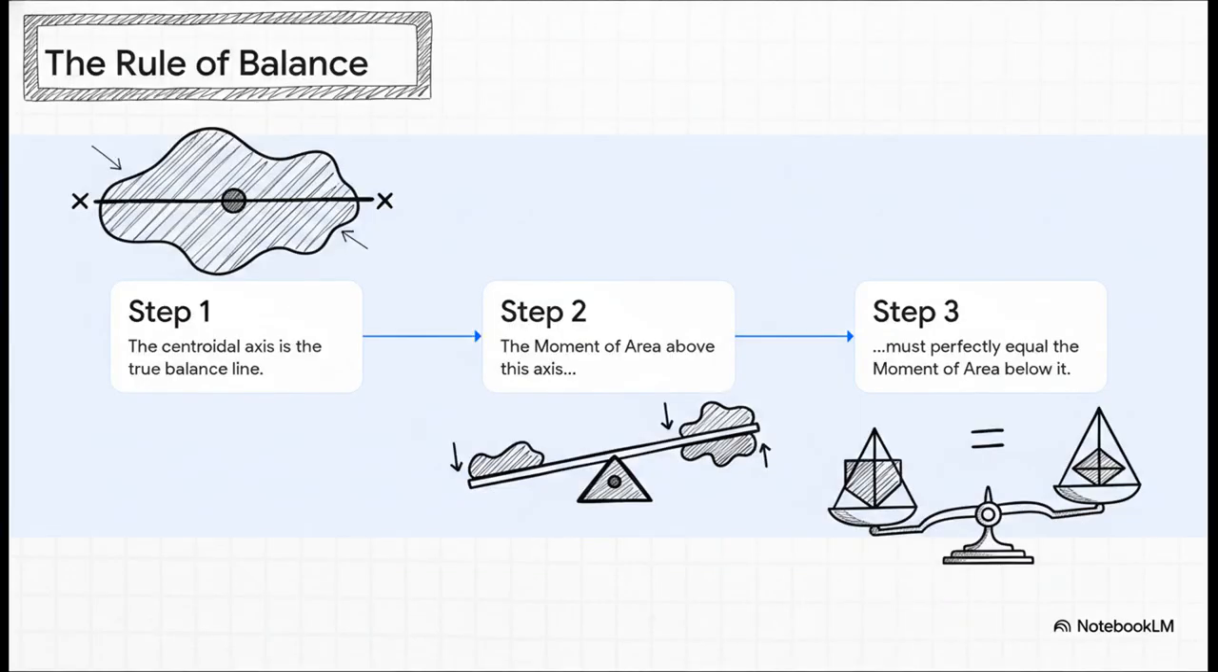This is it. This is the mathematical definition of that sweet spot we were trying to find with the book. So what does that actually mean? Well, it means that if you draw a line through the centroid, that true balance line, the turning effect of the area above that line perfectly cancels out the turning effect of the area below it. They're in perfect balance. This is the principle that lets us calculate the precise centroid for any weird, complex shape you can dream up.